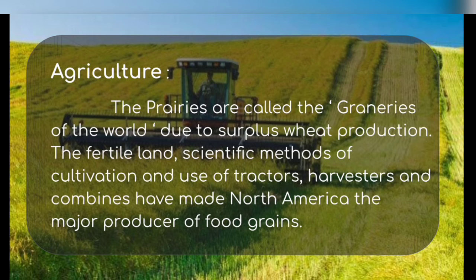The fertile land, scientific methods of cultivation and use of tractors, harvesters and combines have made North America a major producer of food grains. What are these qualities? Fertile land, scientific methods of cultivation, use of tractors and harvesters. These combined qualities make North America a major producer of food grains.